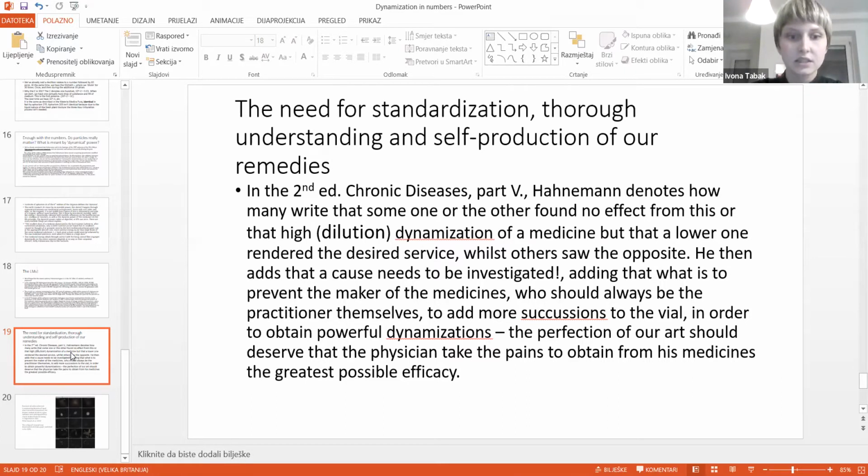And he says, what prevents us, the makers of medicine, which should always be ourselves, from adding more succussions to the vials? If it doesn't work, why not succuss it more? If you know it will release more power, if you've properly chosen the remedy. So if you're conscientious and not lazy, make up a prescription.